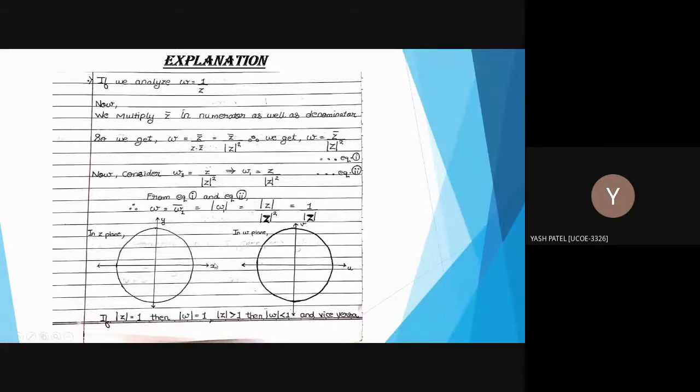So as we can see in the figures in Z plane and W plane, if mod Z equal to 1, then mod of W is equal to 1, and if the radius in the Z plane increases, that is if mod Z is greater than 1, then mod of W will be less than 1, or we can say that mod W is inversely proportional to mod Z.